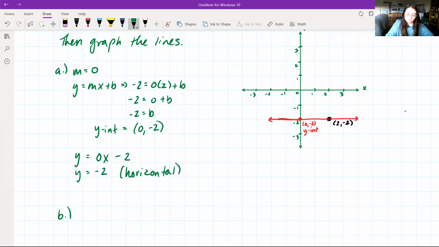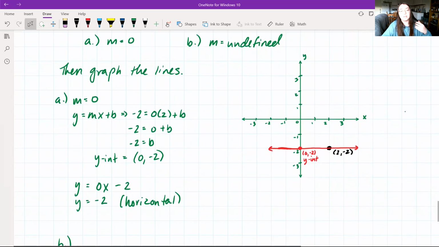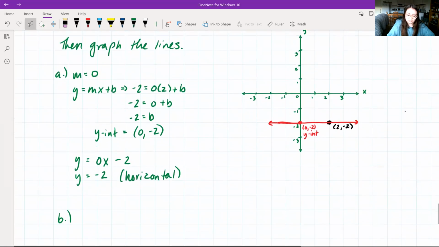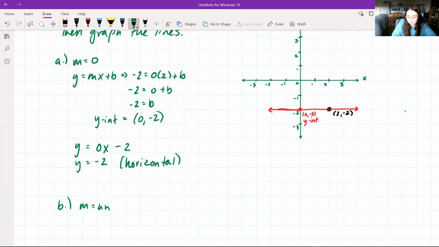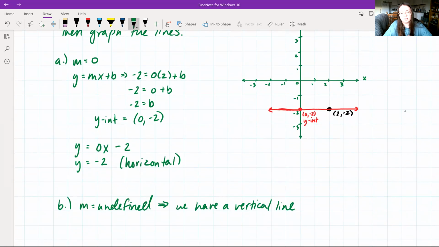Now for part B, we have that our slope is undefined. Since our slope is undefined, we can't actually plug in any values for our slope, so we can't really go about this problem the same way as we did part A. Since our slope is undefined, it's key to remember that in this case, this means that we have a vertical line. So we have a vertical line in this case.